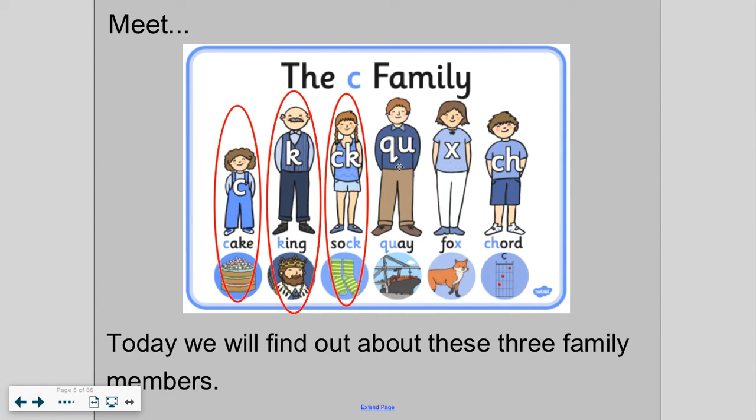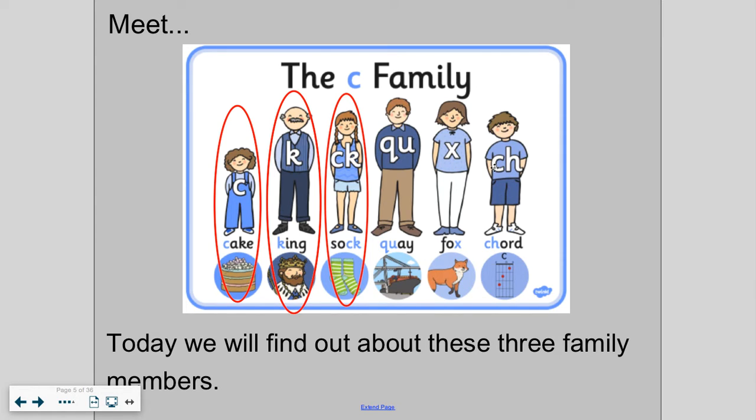We can also use a Q and a U. What sound do these normally make? Yes, that's usually representing the qu phoneme, but it can also be used in some cases to spell the k phoneme too. This letter is an X. What sound does it normally represent? Yes, it's normally a x sound, but it can also be used to spell the k sound as well.